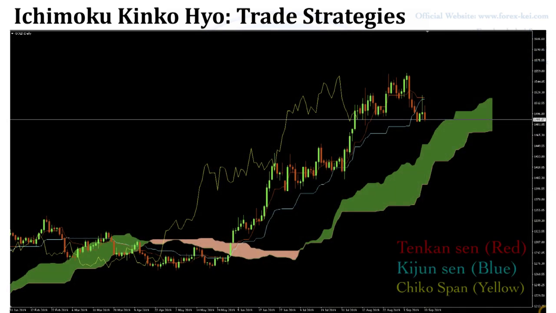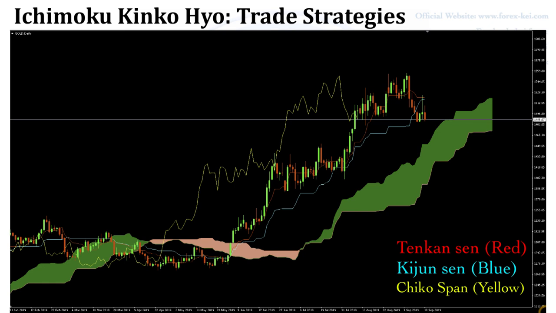So here we go. This is again a daily chart of gold, and I zoomed out a little bit this time. And in this chart, I will explain how to trade when the market is in a consolidation and when it's in a trend. So listen carefully now. First, I will explain the consolidation strategy.